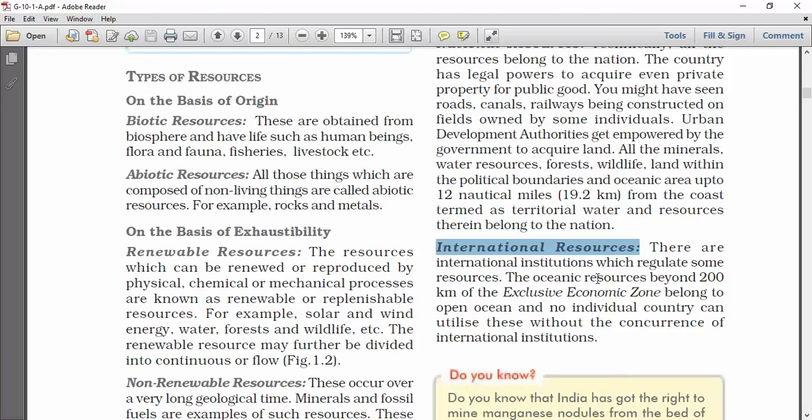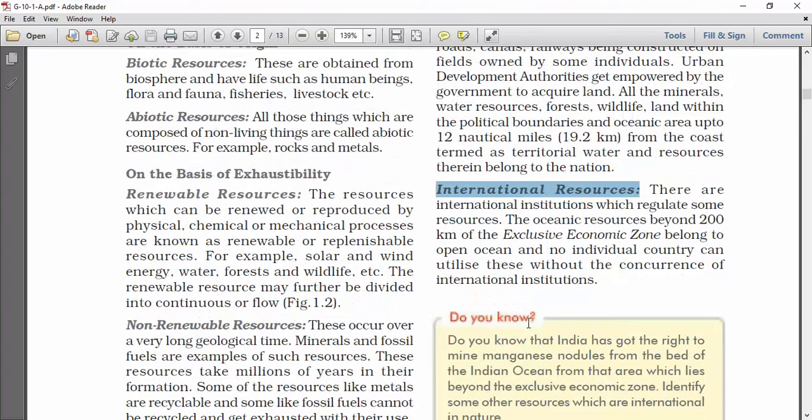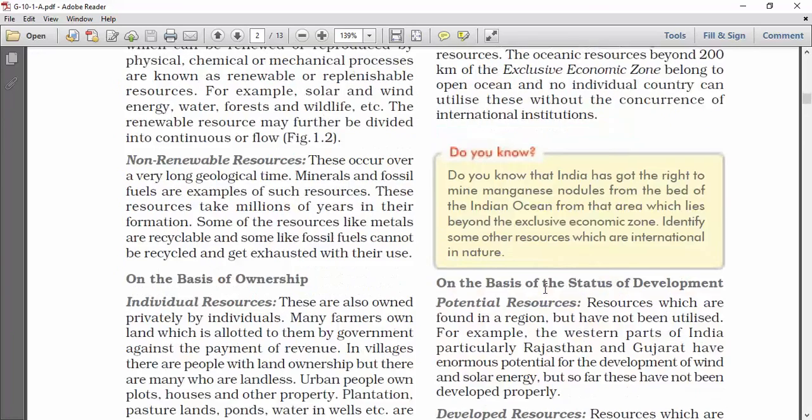Then another category is international resources. There are international institutions which regulate some resources. The oceanic resources beyond 200 kilometers of the exclusive economic zone belong to the open ocean, and no individual country can utilize these without the concurrence of international institutions.